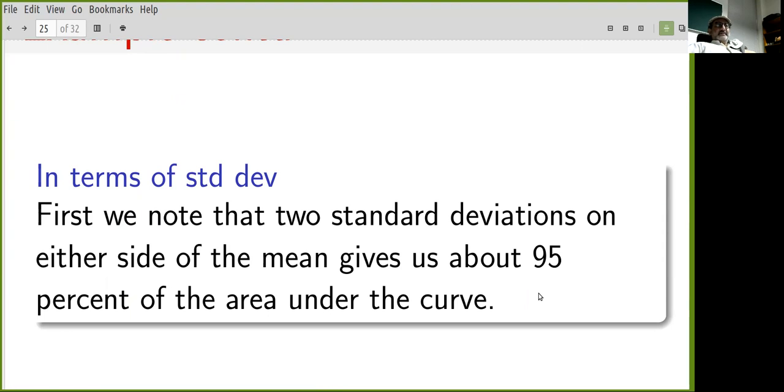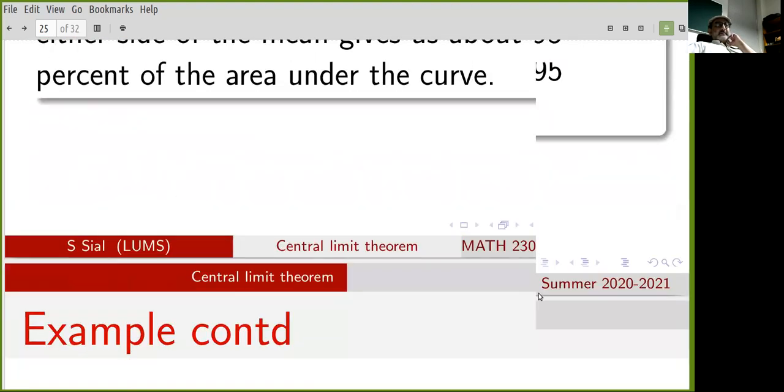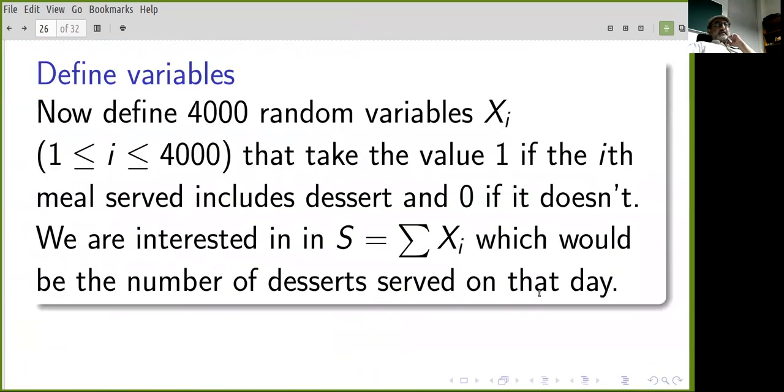And you should note that 2 standard deviations on either side of the mean gives us about 95% of the area under the curve. So we can take 4,000 random variables X_i. That takes the value 1 if the ith meal contains a dessert, 0 if it doesn't. If I take the sum of the X_i's, then that would give me the number of desserts, right?